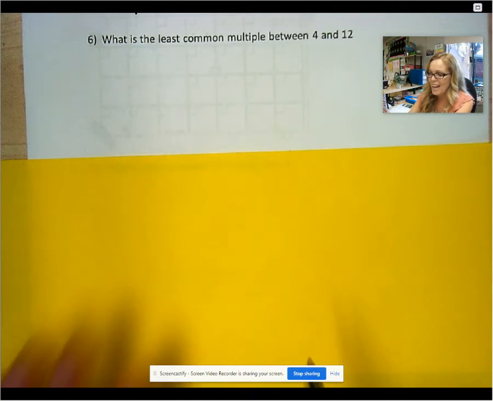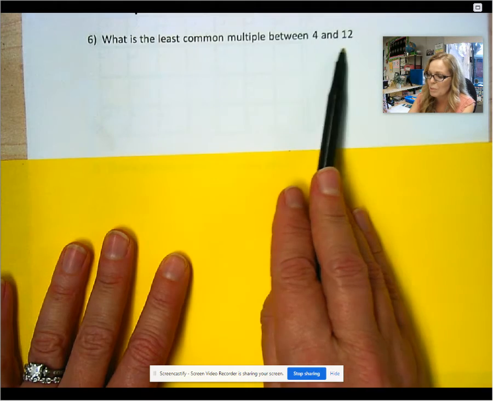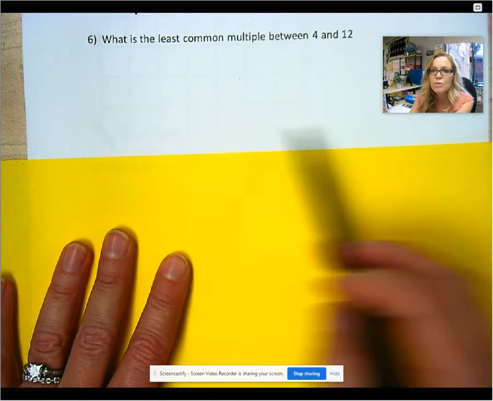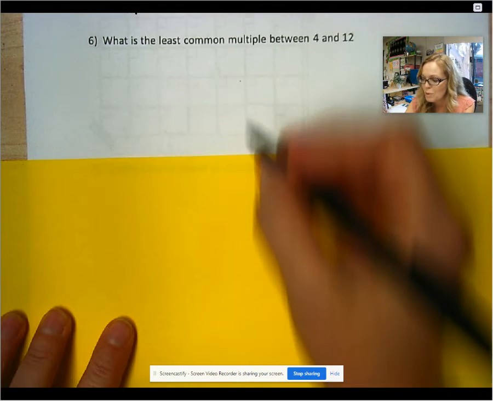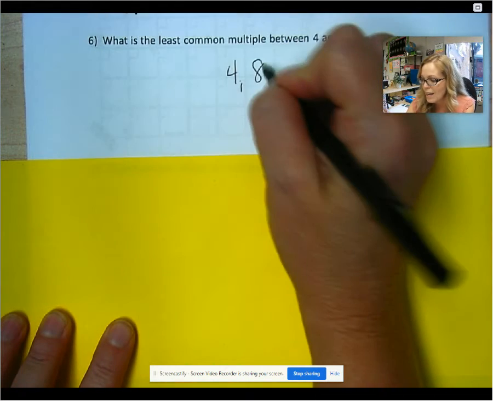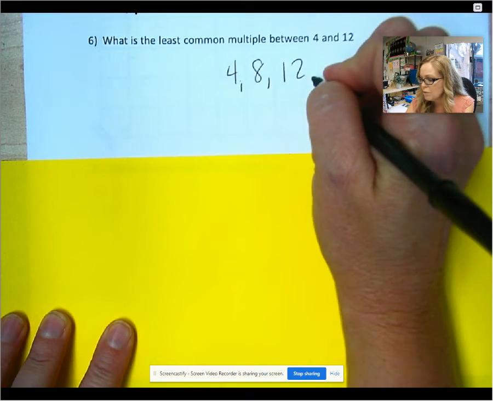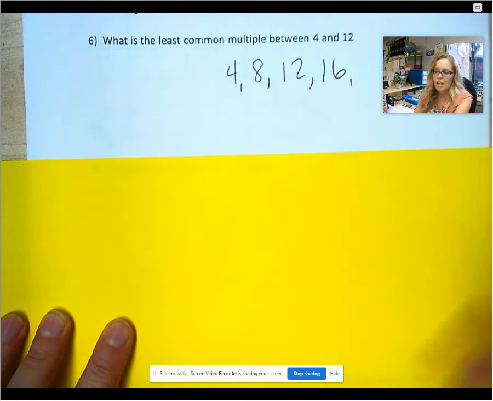Well, to solve for that, I'd have to list every multiple of 4 and 12 until I find something that they have in common, the least common. Remember, multiples is skip counting. 4, 8, 12, 16, on and on and on.